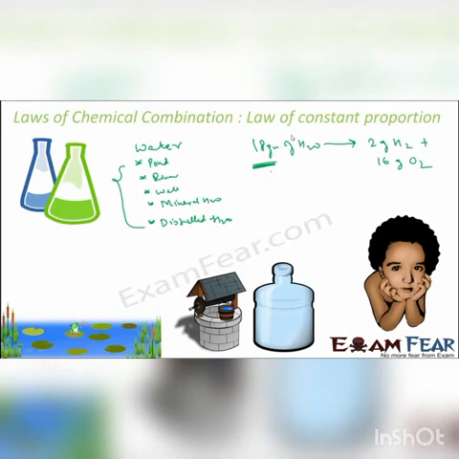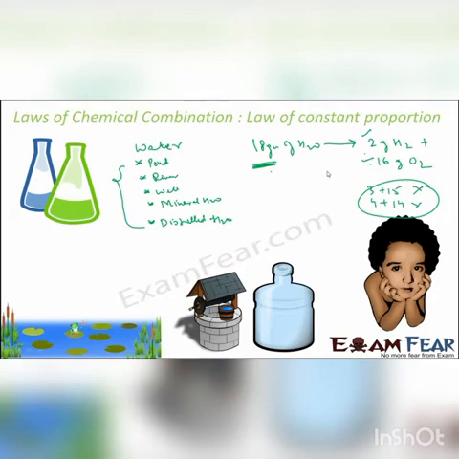But here, the proportion is always 2 plus 16. It is never 3 plus 15. It is never 3 grams of hydrogen and 15 grams of oxygen, or 4 grams of hydrogen and 14 grams of oxygen. It is always 2 grams and 16 grams. Why does 18 grams of water from any source always break into 2 grams of hydrogen and 16 grams of oxygen? You can try this in labs.